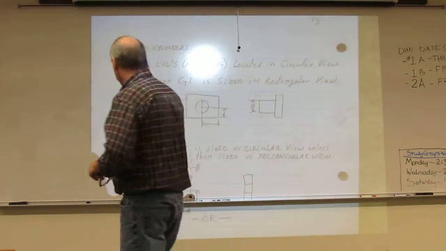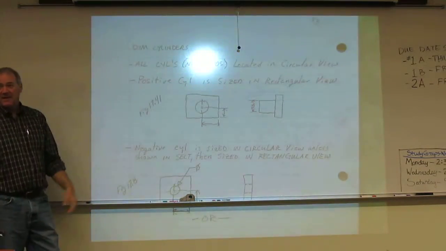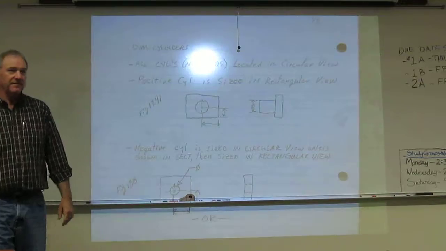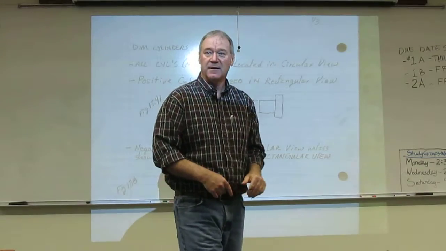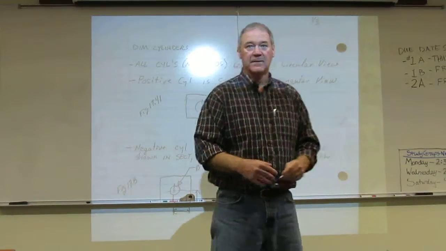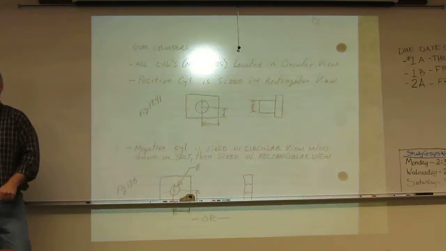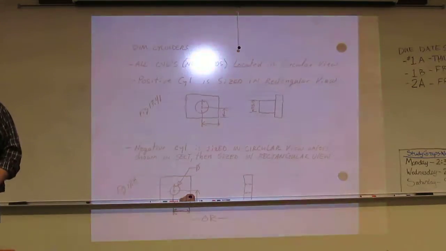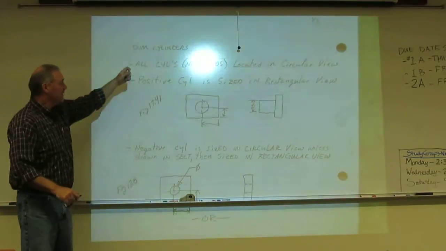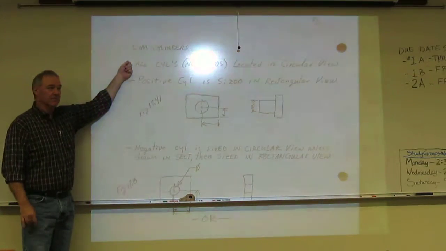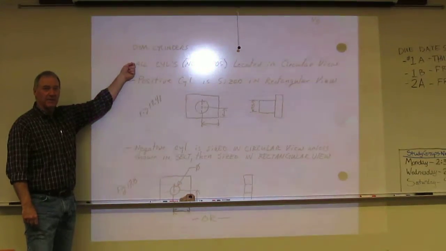So first off, when we are doing cylinders, keep in mind when I say negative and positive, positive being one that has mass, one that's negative does not have mass, like a hole. Whenever you are dimensioning these, they will require a size and a location. Always locate them in the circular view, both of them, positive and negative. Locate them in the circular view.